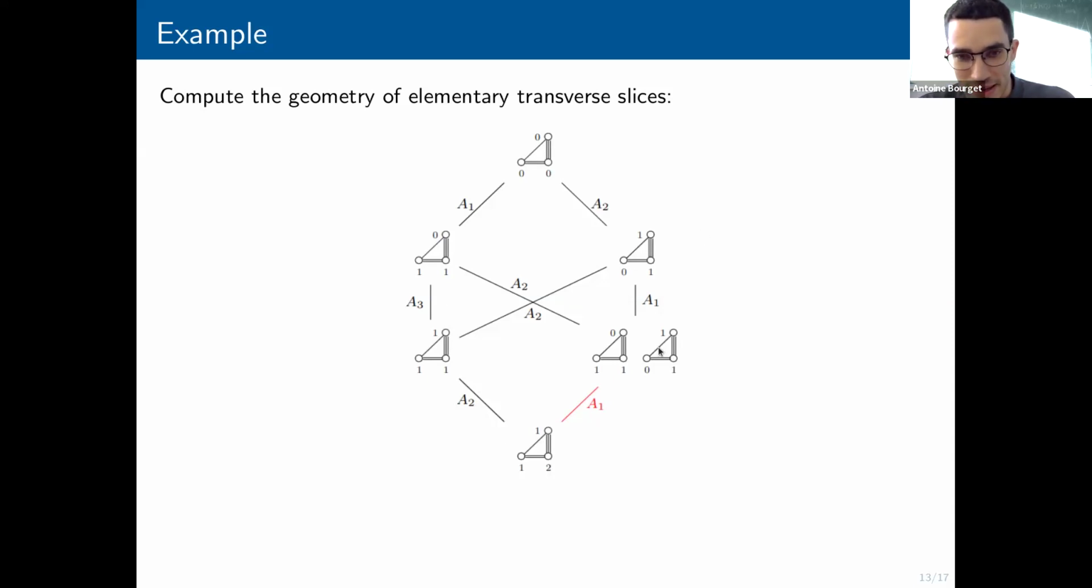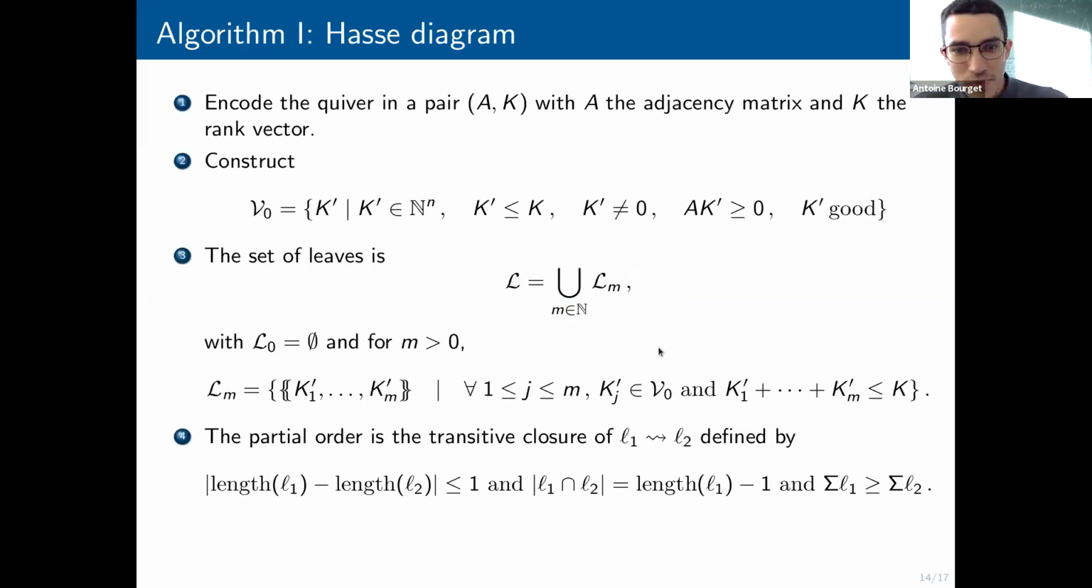So let me phrase it in a precise way now, and you will see that Philip's point is addressed. I write this explicitly just to show how simple it is to implement, in particular on the computer. So a quiver will just be a matrix, the adjacency matrix of the graph, and K is the collection of the ranks. And then you consider this set.